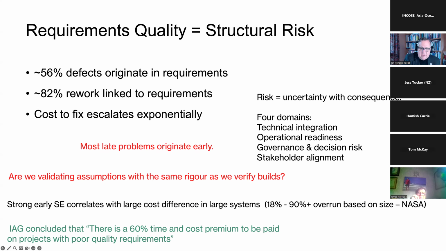Evidence across the domain shows, for example, that more than half of defects originate in requirements, from a raft of papers that I read over the past month. That became clear. Rework links strongly to requirements quality, and the cost to fix escalates the later the discovery occurs. Now, I don't think any of this is new for any of us in this room, but the problem is we don't say this out loud, and we don't remind ourselves of this as we go.